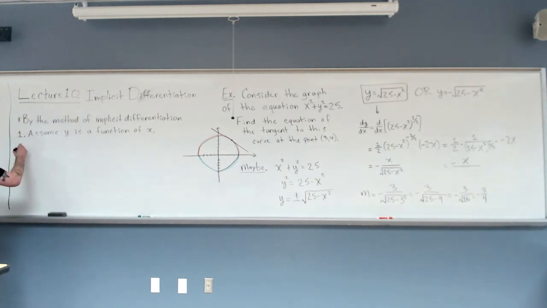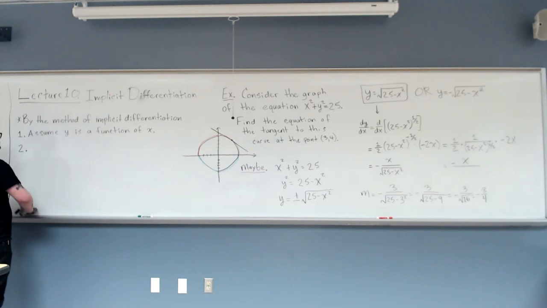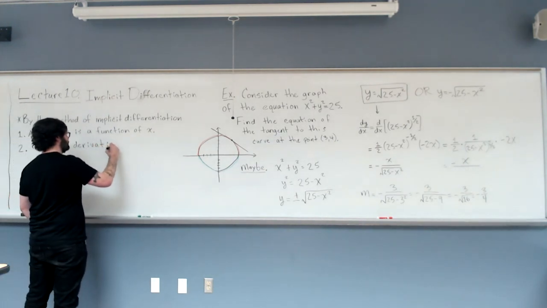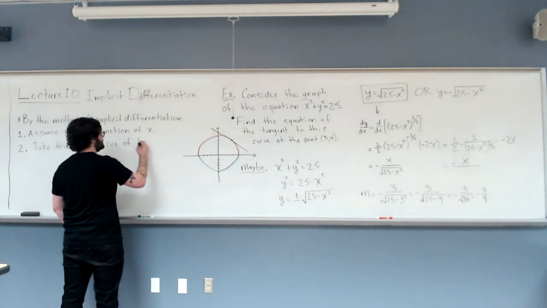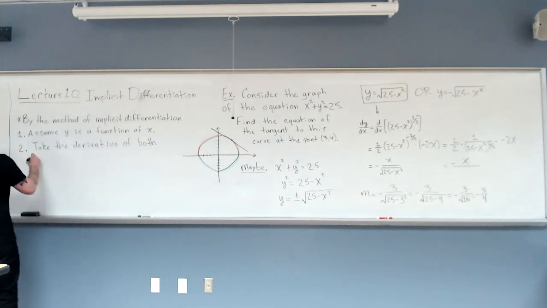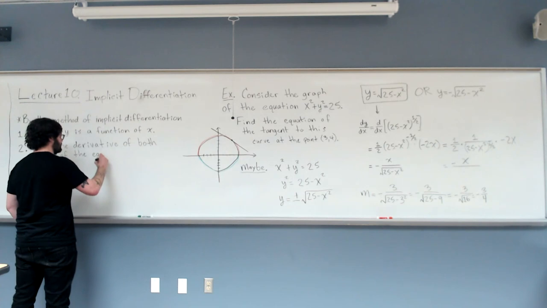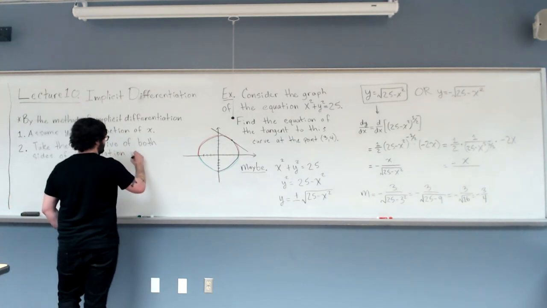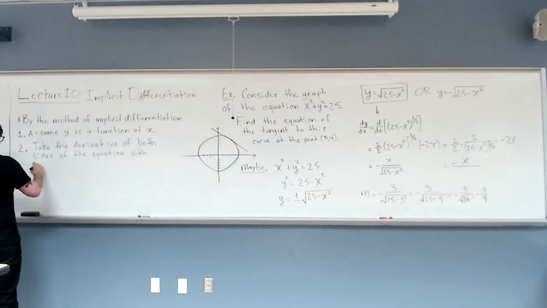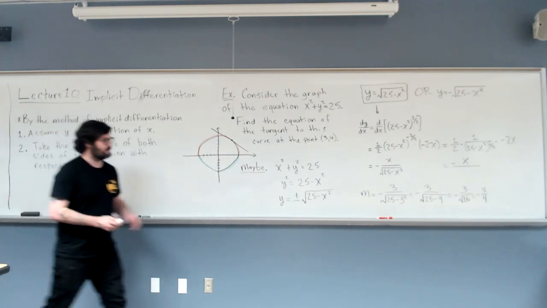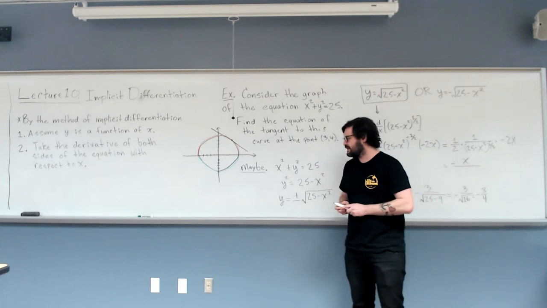Okay, so then step two. Take the derivative of both sides of the equation with respect to x. Take both sides. So this is an equation. Take the derivative on both sides with respect to x. I think that's how your textbook would read it.